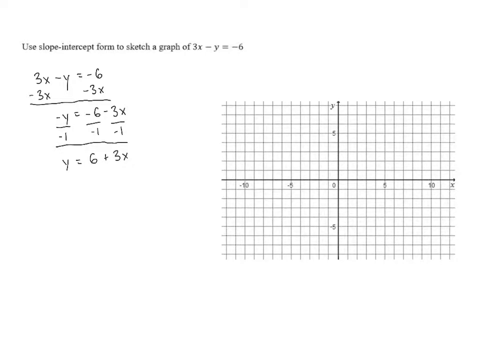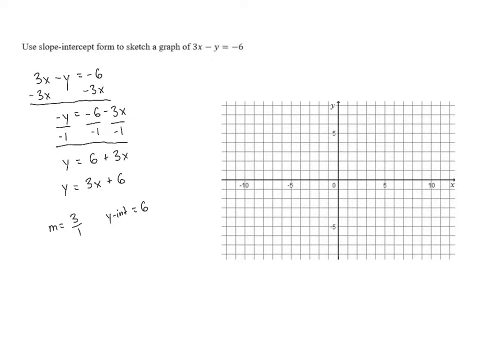Technically, the x term should come first, so if we really want it to fit slope-intercept form, we'll put the 3x first and the 6 after. But either way, we can figure out what the slope and the intercept are from here. The slope is the coefficient on the x. In either case, that's 3. And we can make it a fraction by putting it over 1. And then the y-intercept is the constant term, in this case 6.